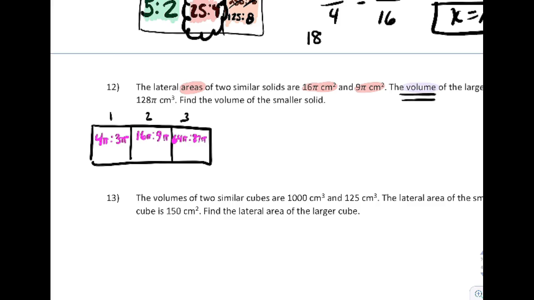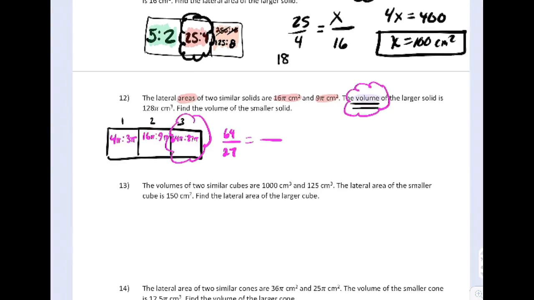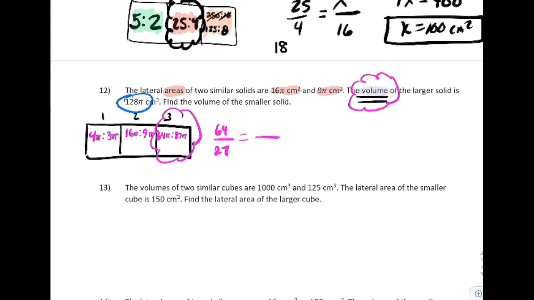Later on, the problem says volume. So the volume is the only one we really care about. So volume. So we use 64 over 27 equals. The larger is 128. So the larger one's on top, so 128 over x. Now just cross multiply and solve.